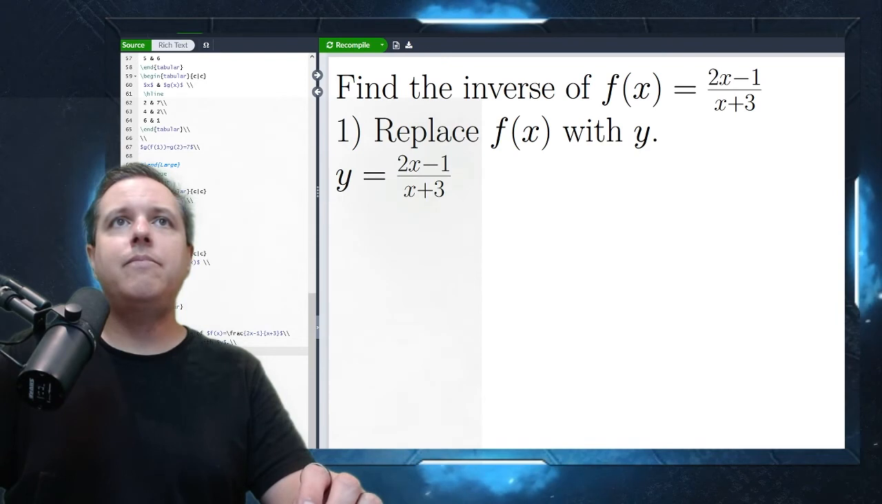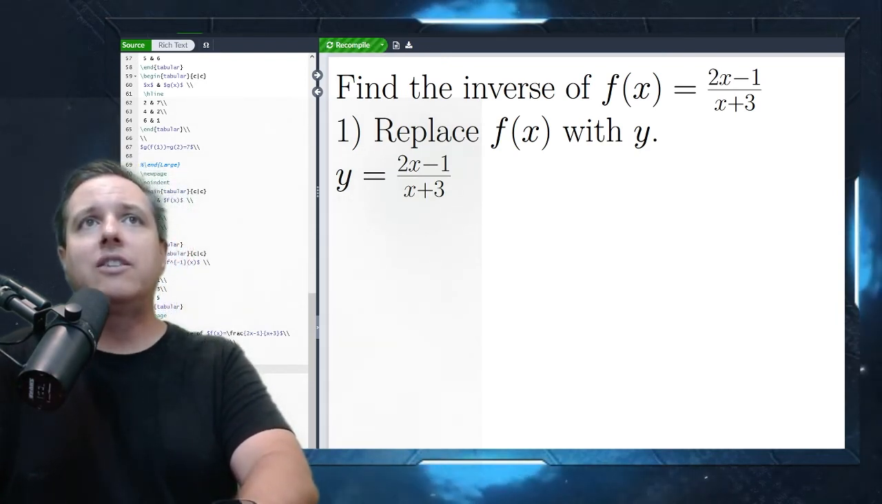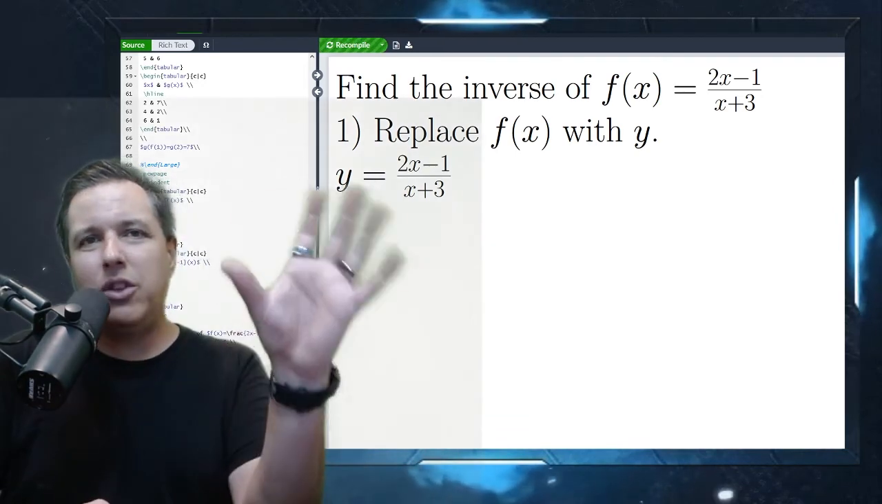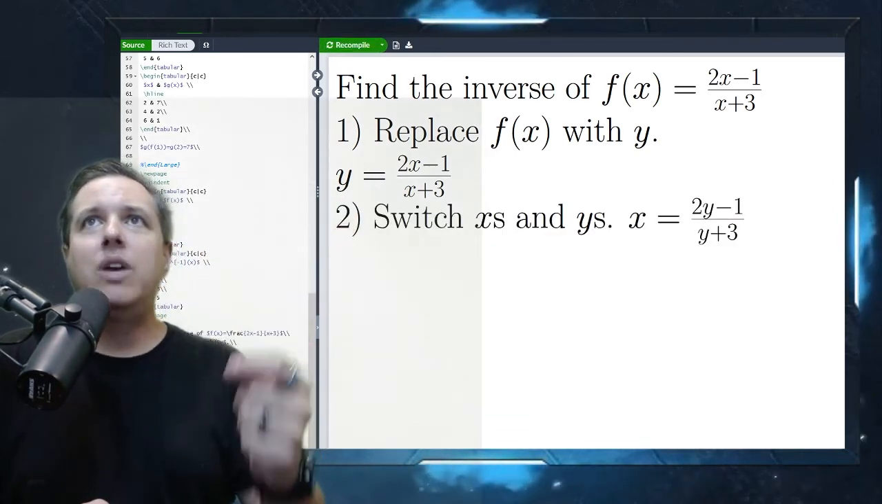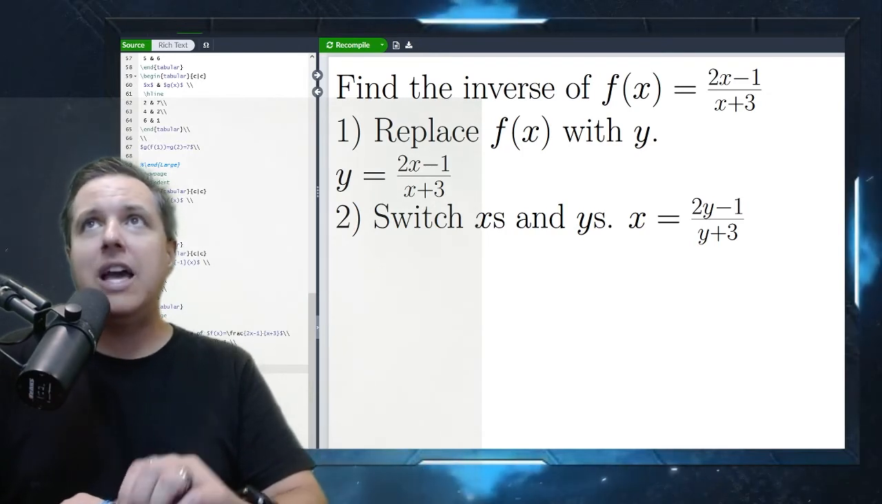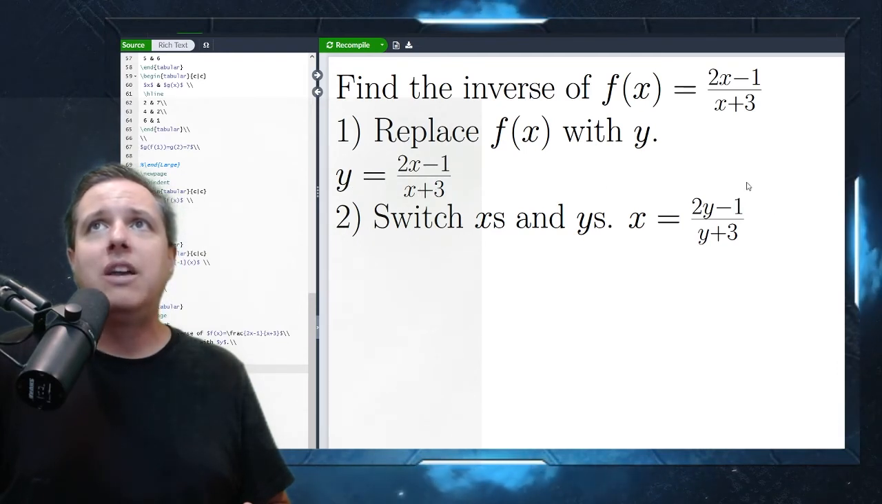Okay, the next step, step number 2, is we're going to switch all the x's and y's. So that's kind of what we looked at earlier where we were swapping the x's and y's in our table. Now we're doing it with our variables, and it's switching all of our x's and y's. So you can see that y equals 2x minus 1 over x plus 3. This is the same thing, but just with our x's and y's switched. So x equals 2y minus 1 over y plus 3.